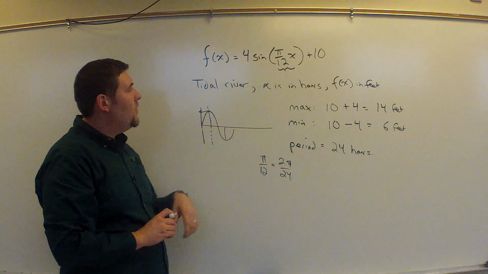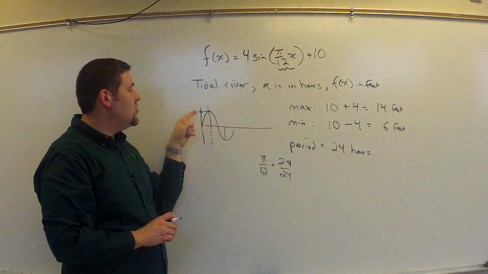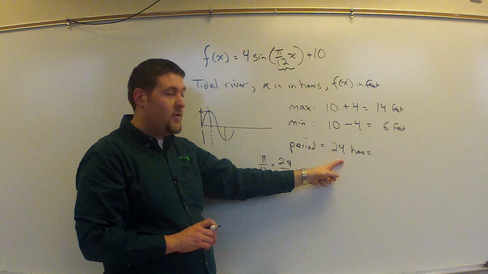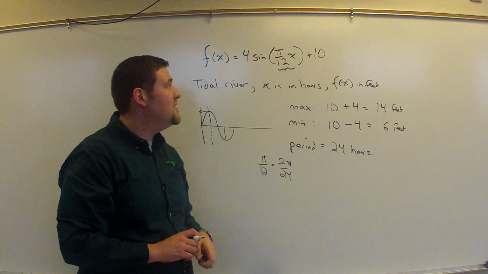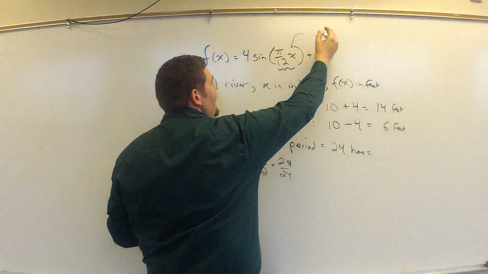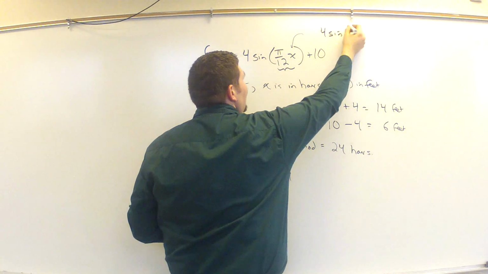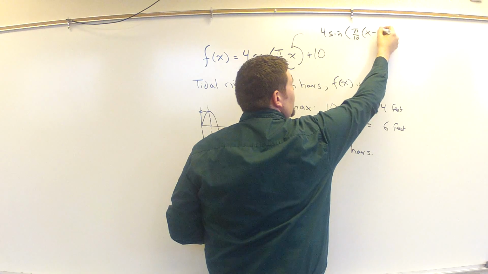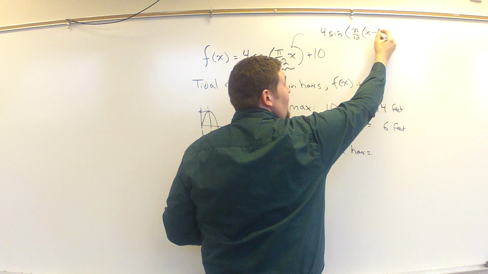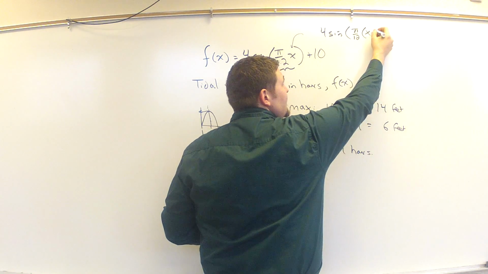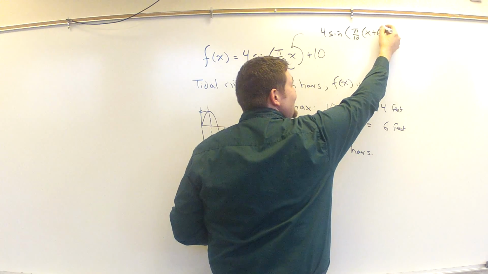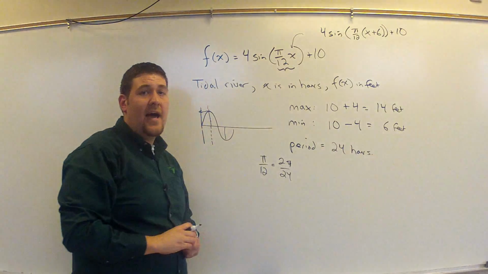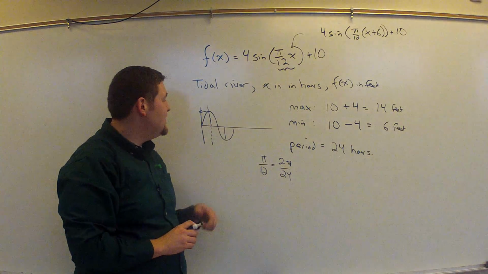There are several ways to think about that. If I want to go to the maximum point and I want to move this to the left a quarter of a cycle, I could take a quarter of the period of 24 hours, 24 divided by 4 being 6 hours, and place that in here by doing 4 sine of pi over 12 times x minus the quarter turn. I've got to be careful here. I want to go to the left this time, not to the right. So to go left, I actually have to add 6. That would be one modification in order to get the tidal river to start off at its maximum point instead of at its minimum point.